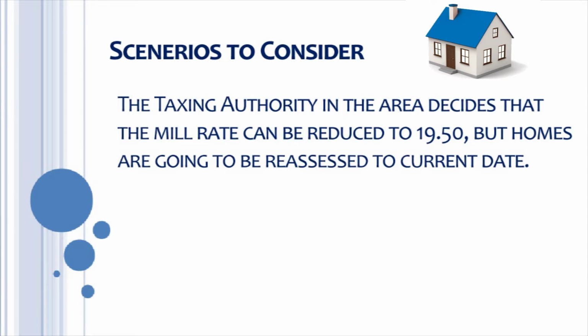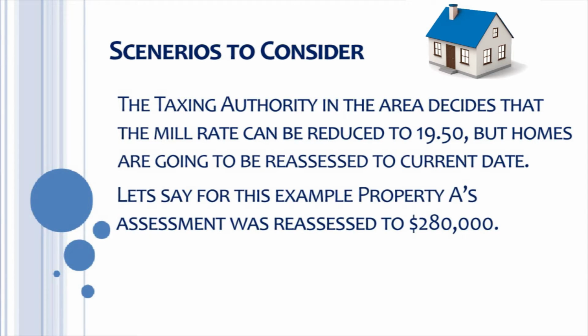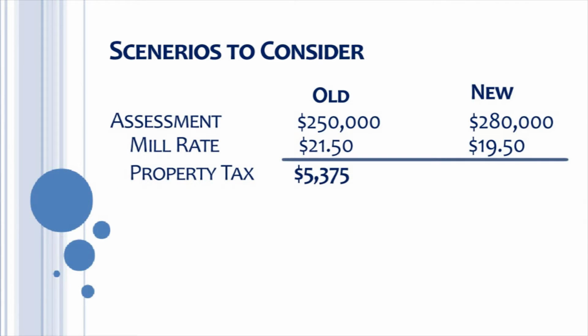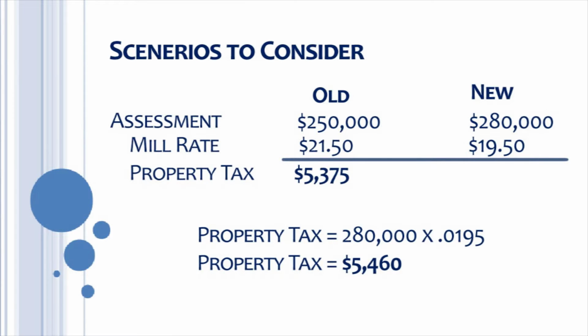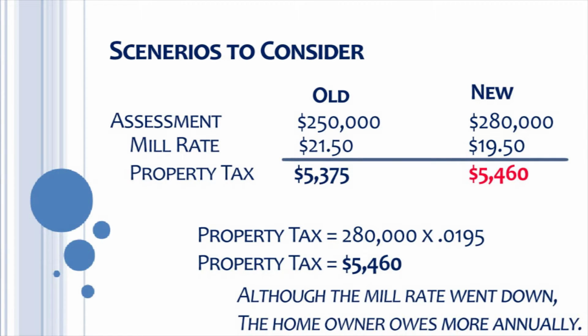During this time, the local town is going to reduce the mill rate to $19.50, but homes are going to be brought up to current date as they're going to be reassessed. For this example, we'll say that the house went from an assessment of $250,000 to $280,000. So simple multiplication, we can find out the new tax for this property is going to be $5,460 a year. That is actually an increase even though the mill rate has decreased annually.